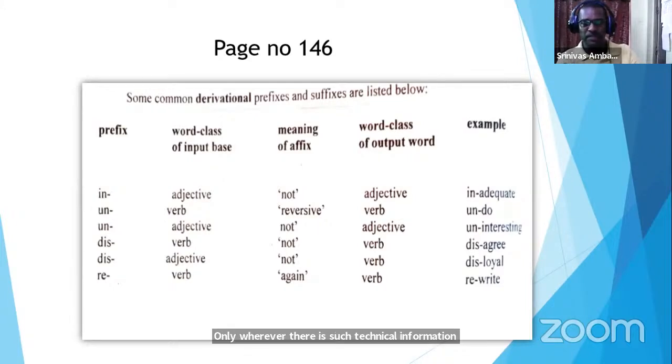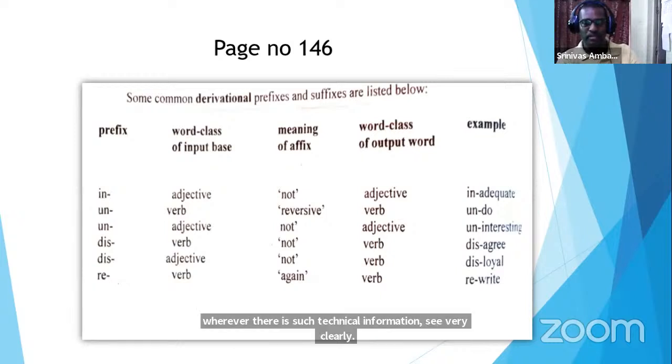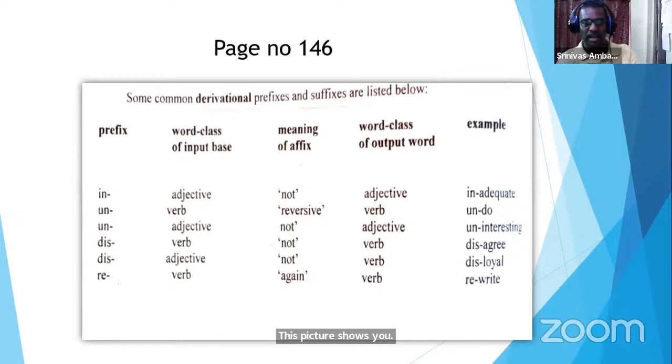See very clearly, this picture shows you prefixes: in, un, re. And examples. What is the category? Word class, meaning is it an adjective or a verb or an adverb. And the meaning is also given. The last example: for in, inadequate; for un, undo. Have you understood?